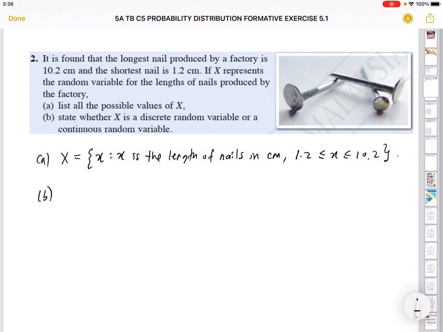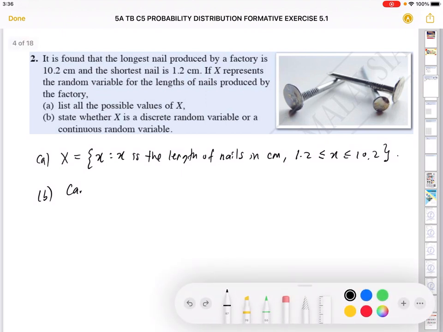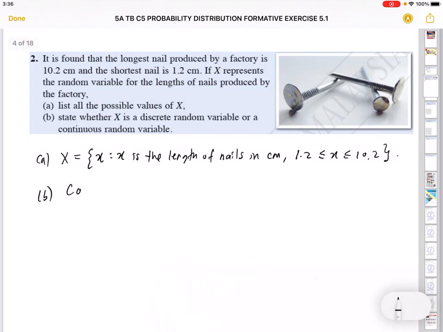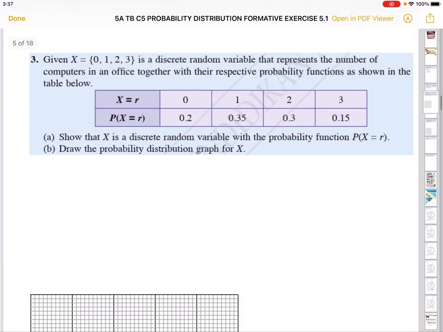All right, second part, state whether X is a discrete or continuous random variable. Yeah, as you know the answer is continuous. Let me write nicely: continuous random variable. Right? Okay, let's move on. Okay, so next question number 3.